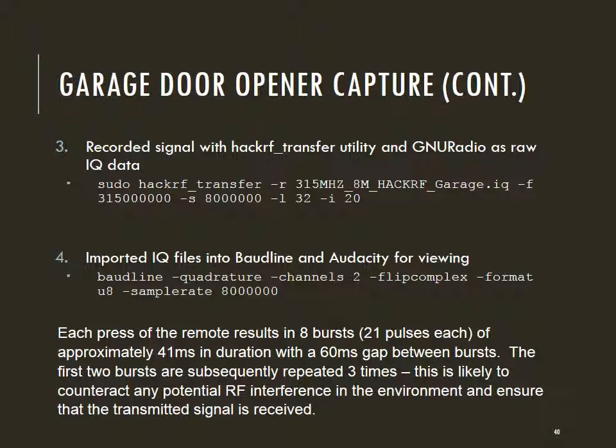Next, we recorded the signal with the HackRF transfer utility and GNU Radio as raw IQ data, and you can see the command that was run there. Essentially, we captured at 315 megahertz using a sample rate of 8 megasamples per second, and the rest of the settings are gain. Next, to view our captured IQ data, we loaded it into GNU Radio and viewed it in the scope plot, and also into Baudline and Audacity, just to get different views of the same signal.